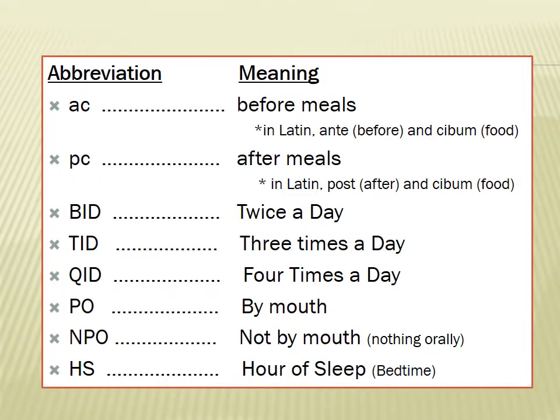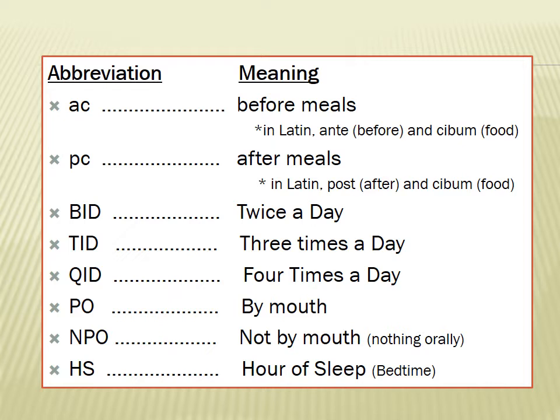Our first abbreviation, AC, means before meals. Where this comes from is in Latin, ante means before and cibum means food. So ante cibum, AC. If a medication were ordered to be given AC, it would mean give that prior to each meal. PC, on the other hand, means after meals.